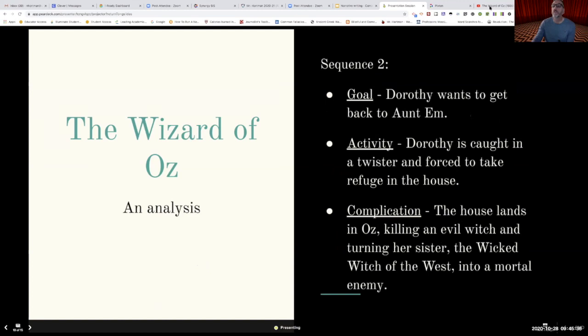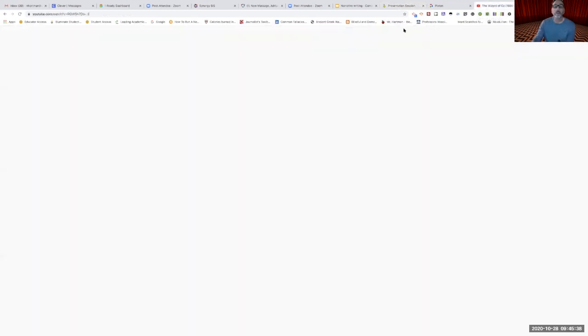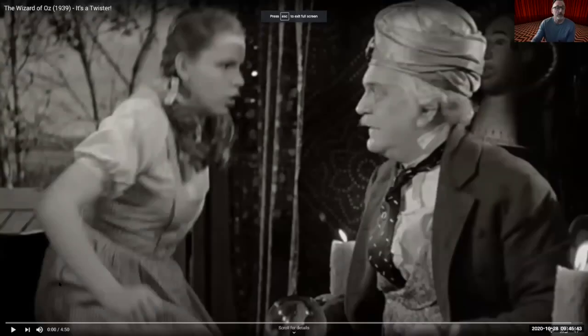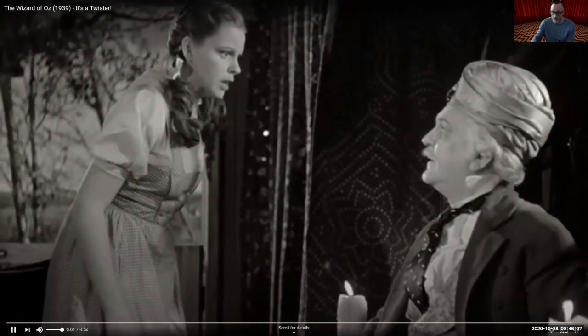So let's take a look at this scene real quickly. And so you can see, this is the activity for the second sequence. Ms. Gulch threatened to kill Toto. Dorothy runs away from home with Toto. She goes to see this fortune teller, and the fortune teller tells Dorothy, well, your Aunt Em is just sick with worry, and this freaks Dorothy out, and she gets caught in a twister.